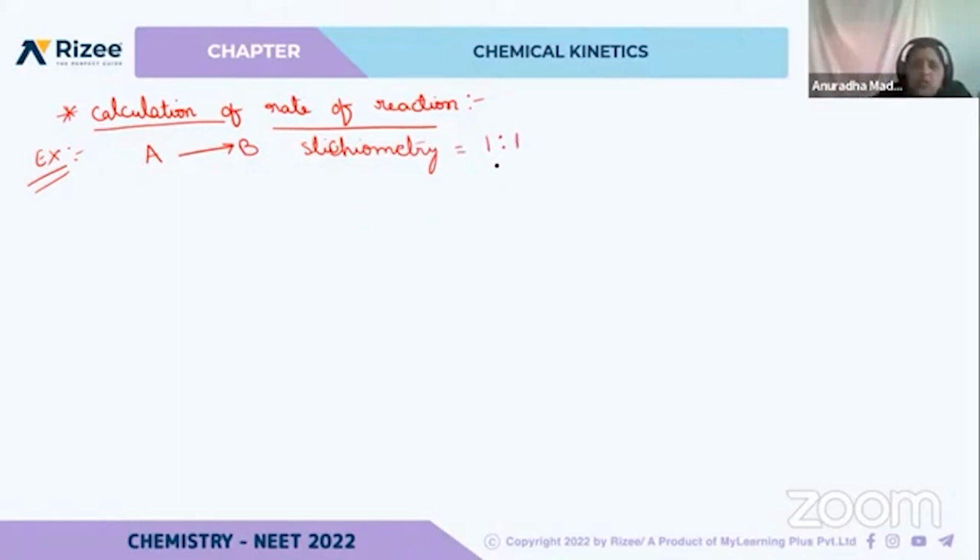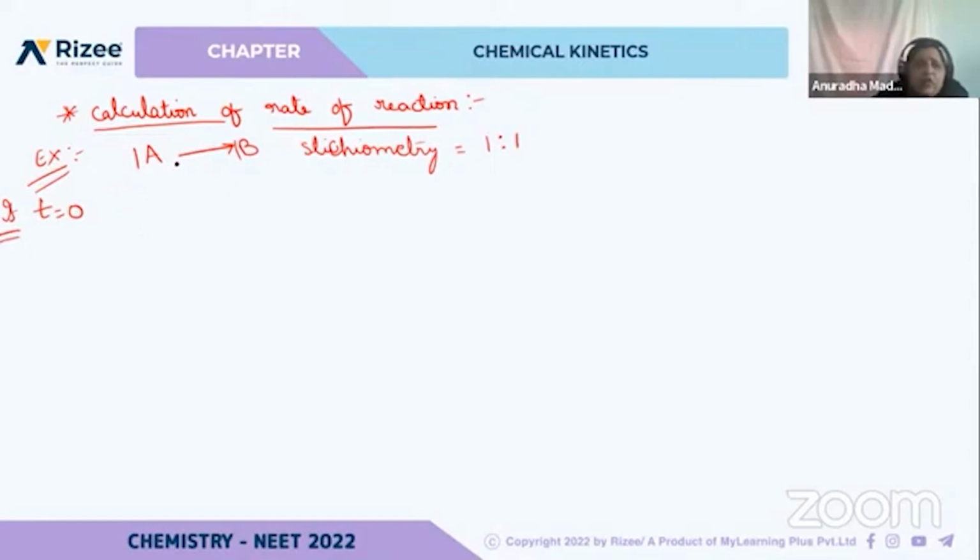The number which is present before the reactant or product after balancing the reaction. So here the stoichiometric ratio is 1:1. This is the first point. Now let's take with respect to time. The rate of reaction is going to change with respect to time. So let's take T, if T equal to 0 means at the starting of the reaction.